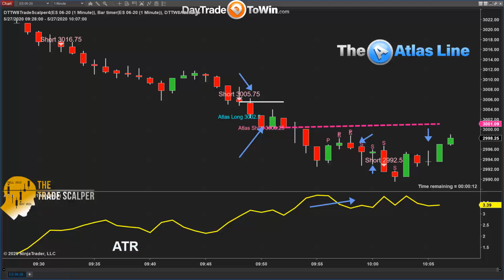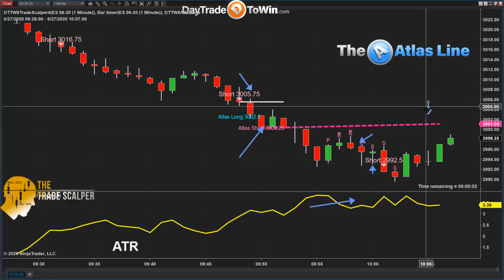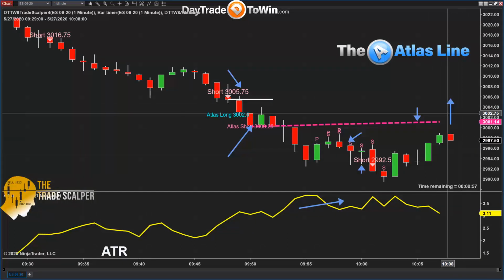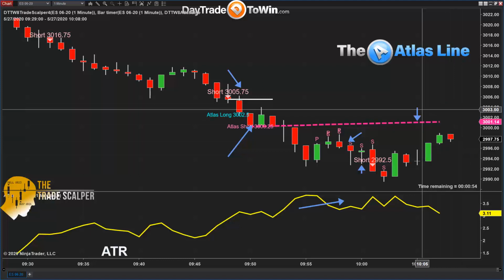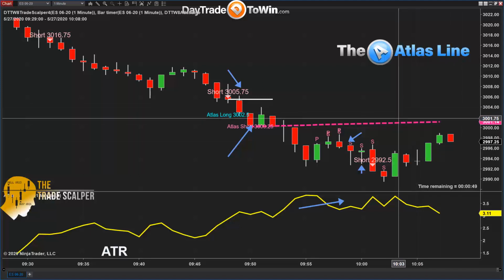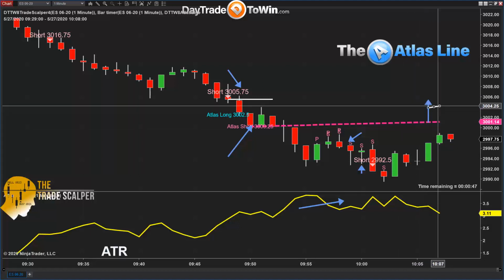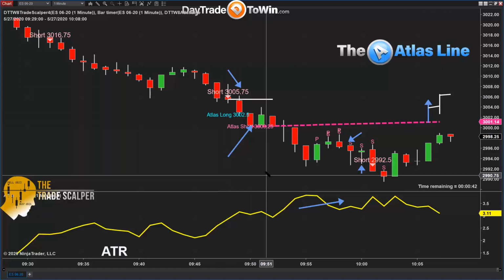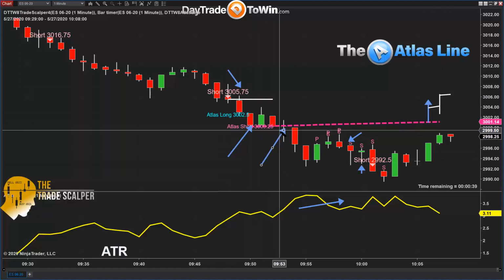Diane says here, would you fade on a switch to long here? I would not, and not yet, Diane, because the candles and the price are still below the Atlas line. This is the Atlas line, and I want to wait until it crosses above it. Just so you know, for the main signal on the Atlas line to be generated, there have to be two consecutive candles closing either above or, in this case, below. So here the Atlas line short closed below the Atlas line.